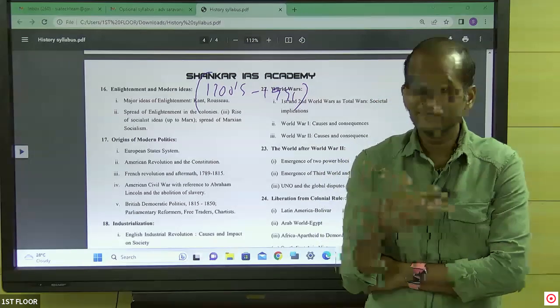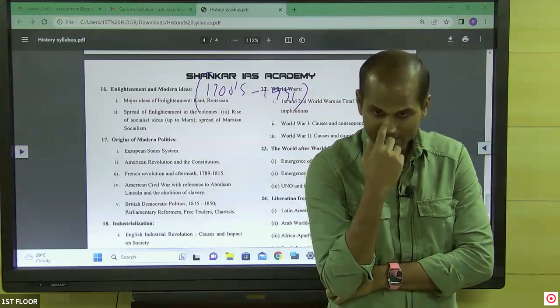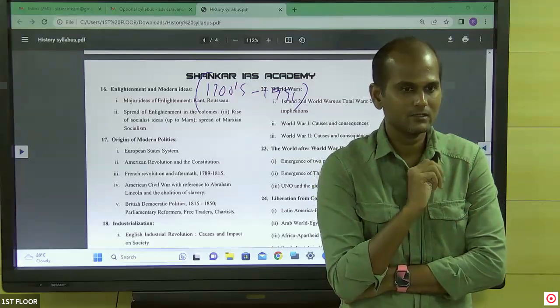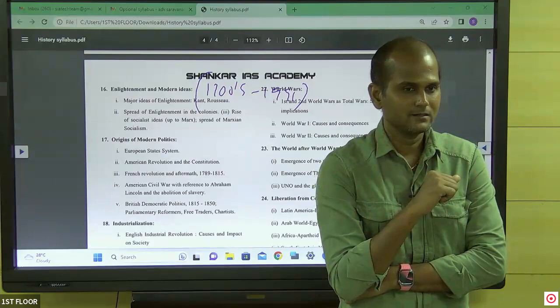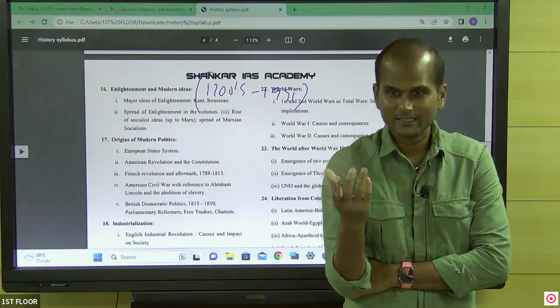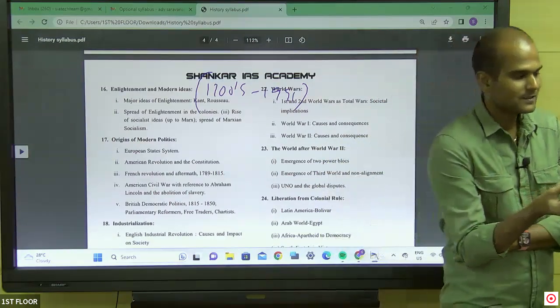That's one more myth which is circulating in Tamil Nadu. In the north you can't see it. In Tamil Nadu, especially in the south, there is a belief that history is not a suitable subject for engineering students. I don't know who told these things. Likewise, one wrong thing is going on. It's not suitable.